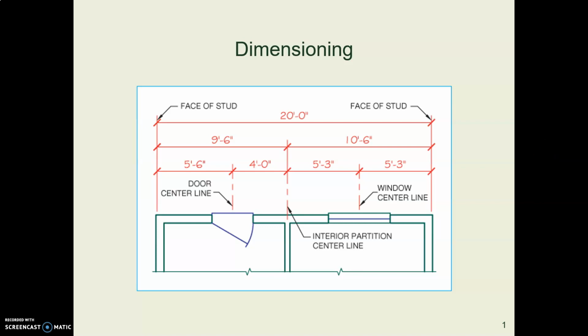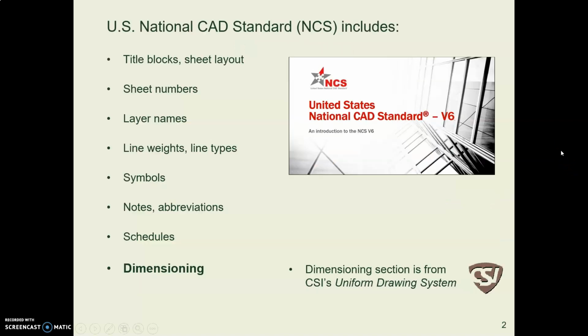Now, so that we can make professional looking drawings, let us look at what the standards are for putting dimensions on architectural drawings. And you will remember that the standard we use for architectural drawings is, when we're in the US, I should say, other places in the world use a slightly different standard. In the US, we use the US National CAD standard. And what we will look at today is the dimensioning part of that.